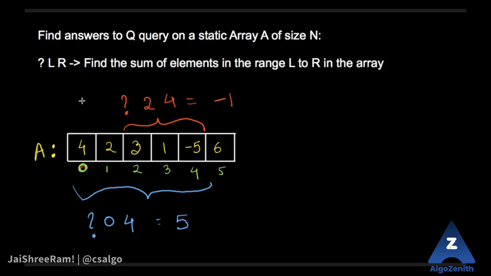One obvious way would be, for every query, just loop from L to R and find the sum of the elements. That gives you an answer in order n, because L and R can span the whole array, and in the worst case you might need to traverse the whole array. So for every query we can solve this in order n by just looping, and the total time complexity of the whole problem would become order Q times n.